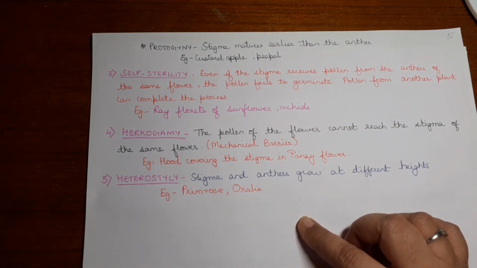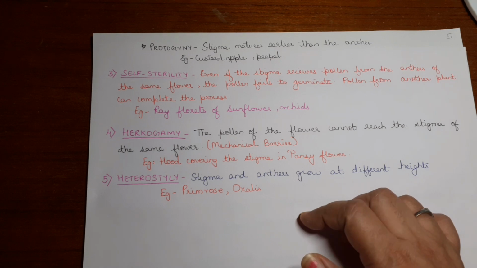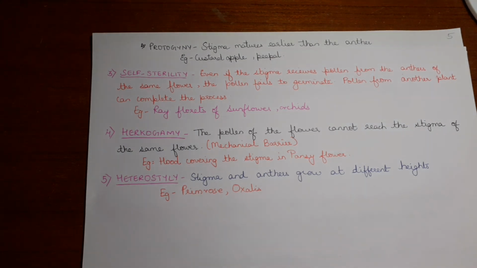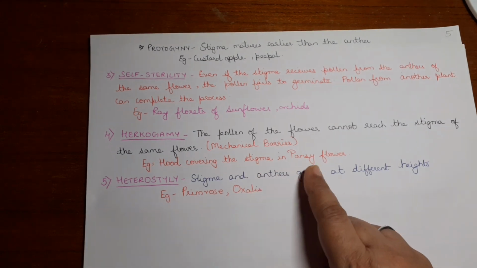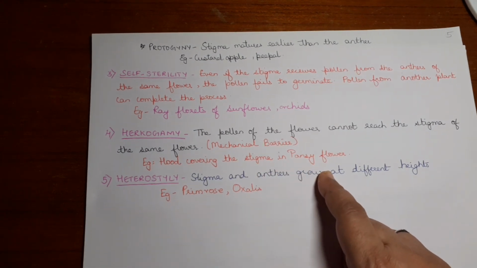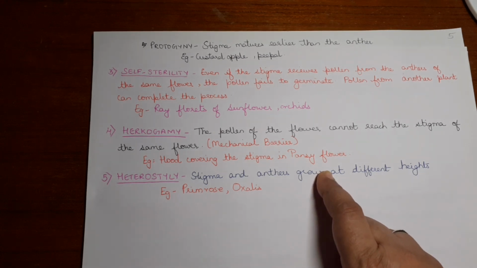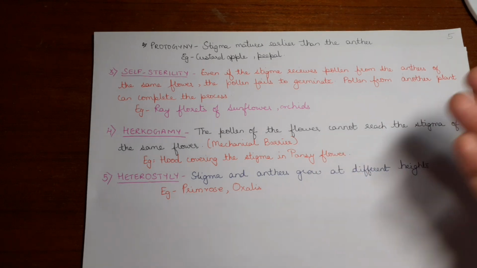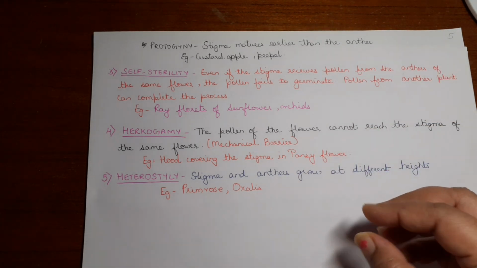Hercogamy: the pollen of the flower cannot reach the stigma of the same flower. So that is a mechanical barrier. For some reason, the pollen is unable to reach the stigma. Example, the hood covering the stigma in the pansy flower. If you Google it, you will find the hood covering the pansy stigma. It is like a mechanical barrier. It stops the pollen grains from reaching the stigma.